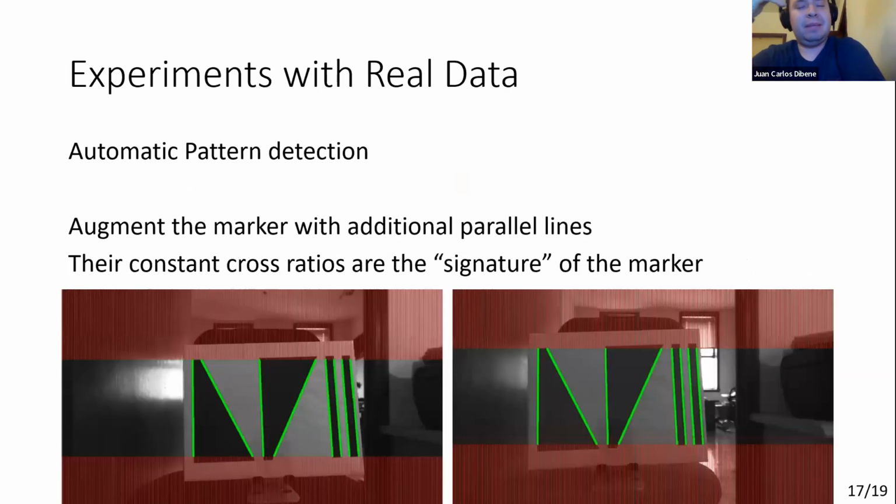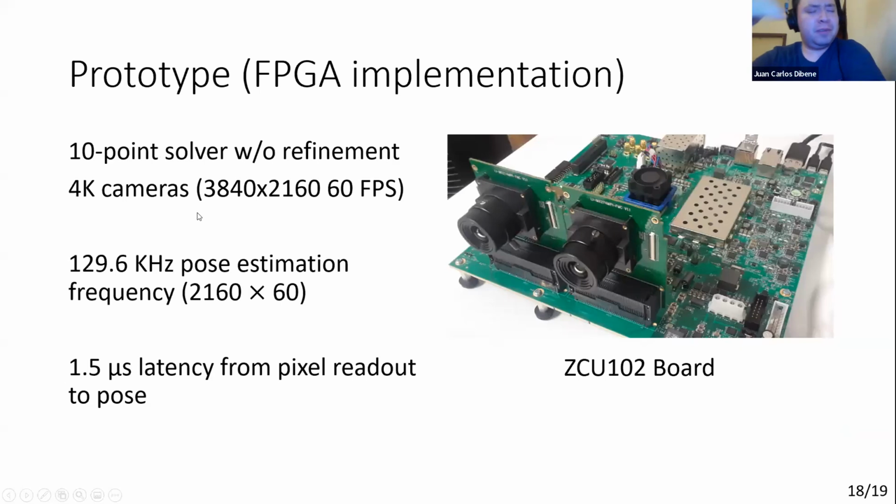After that, we also devised a method to detect our pattern automatically in the images, by adding additional vertical lines, which provide additional true ratios, which work as a signature of the marker in the images. And the purpose of all of this was to be able to build a hardware prototype of a pose tracker that can work at very high frequency with very low latency.